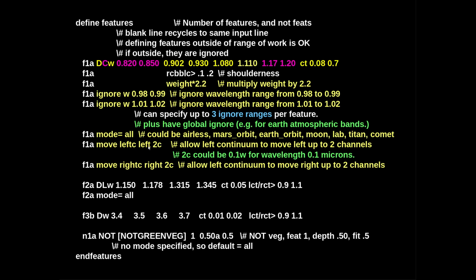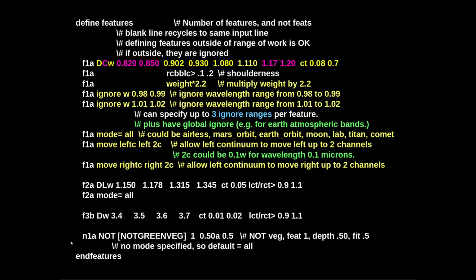Operationally, it can become difficult to know what to do. So how we implement this for a given spectrum is challenging. But we have that option, and the same with the right continuum point. So that's for just one feature. Then you can have multiple features, and here are a couple of other features that are defined.